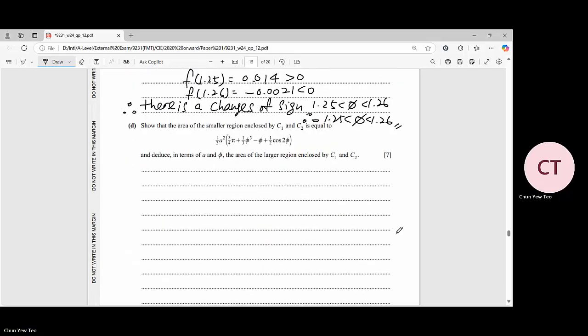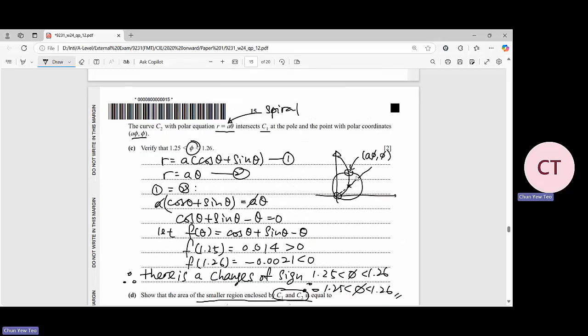Now D. Show that the area of the smaller region enclosed by the C1 and C2 is equal to this. Okay, we want to show that the area of the smaller region enclosed by C1 and C2, and after that, deduce in terms of A and phi the area of the larger region enclosed by C1 and C2. So over here, if you refer to the diagram, this is the smaller area.